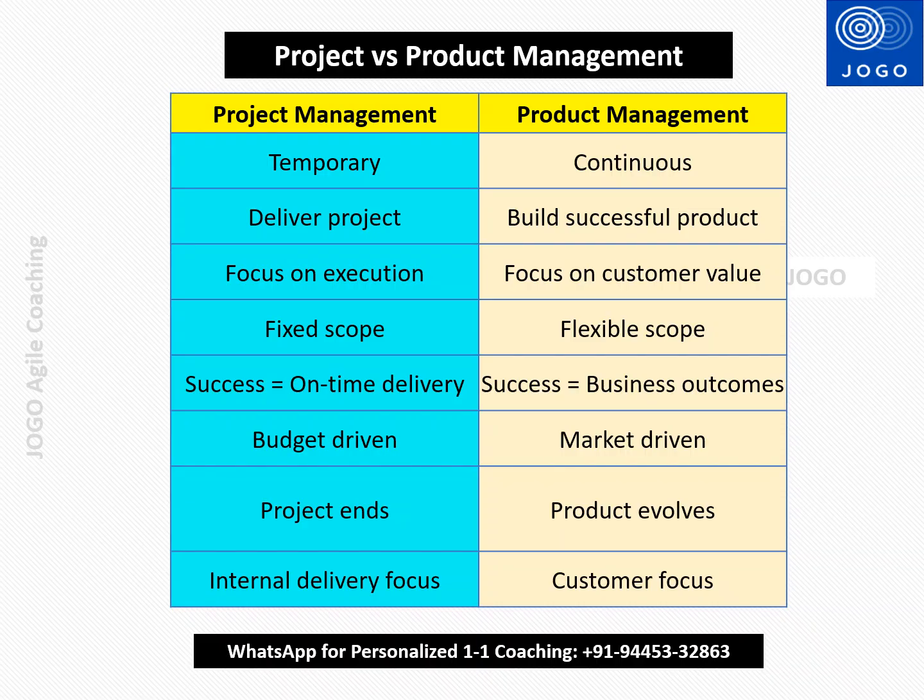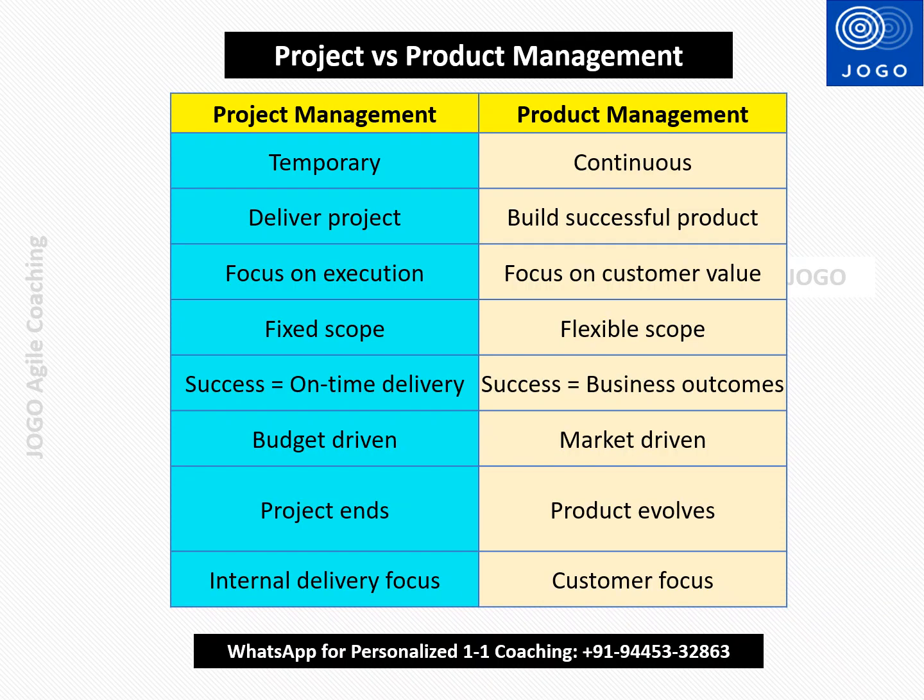And scope will be flexible. Sometimes the customer will say, we don't want this scope now, change the scope or add this scope. So the scope will be very flexible in product management. And success in product management will be measured based on the business outcome. Business outcome is revenue generation, customer satisfaction improvement, profit, margin, all those things. So product management metrics are entirely different.